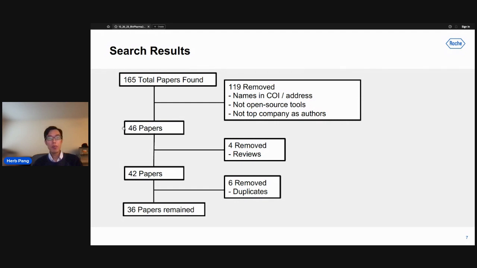That screening ended up with 46 papers. Then 4 were further removed because they were more like review work. In the next step, another 6 were removed because some duplicates were found. For example, different companies or different search terms may result in duplicate findings. Finally, there were 36 that remained for analysis.